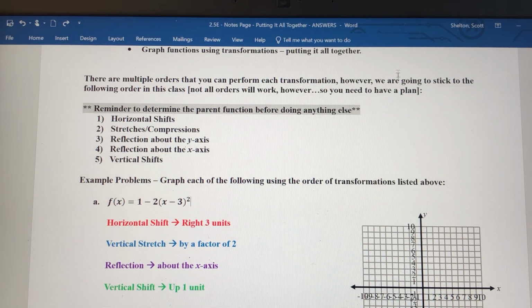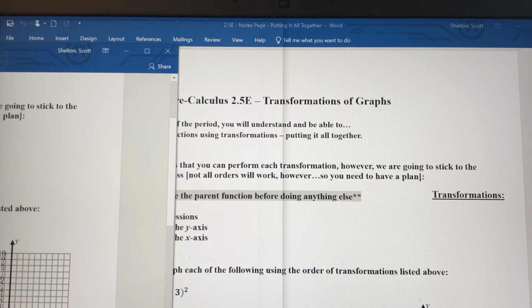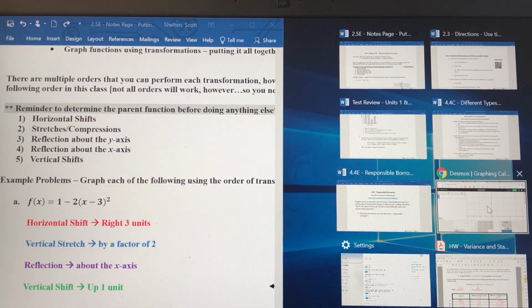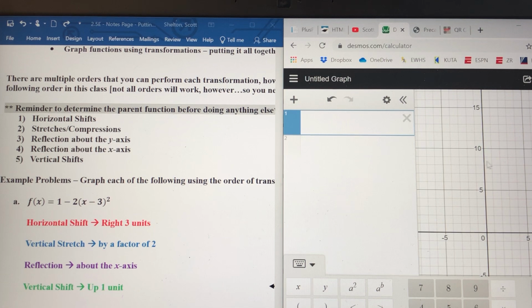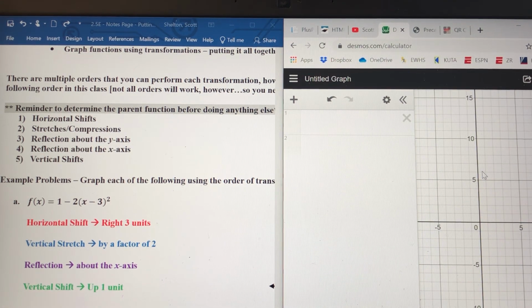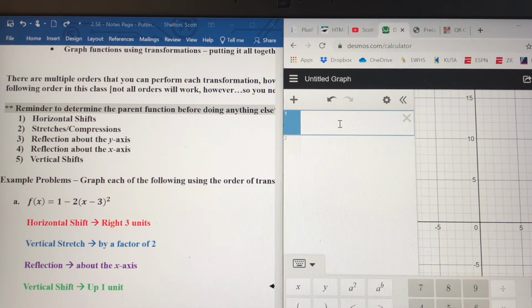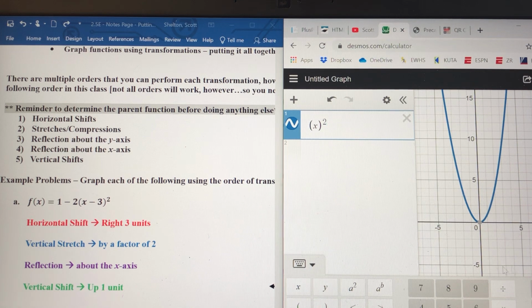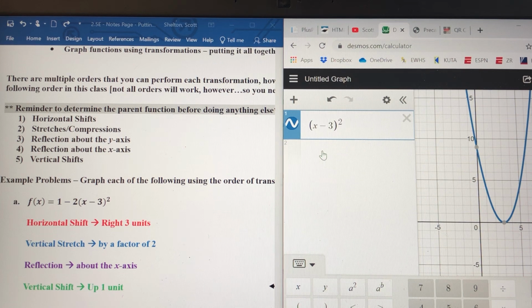Okay. All right, so let's scroll this way, and I'm going to use Desmos over here, okay? And I'm going to try to make sure we can see as much as possible. All right, so let's start with our parent function, which is x squared. Okay, and we're going to go through our transformations in order. So our first was a horizontal shift to the right 3 units. So I changed the function to x minus 3 squared.